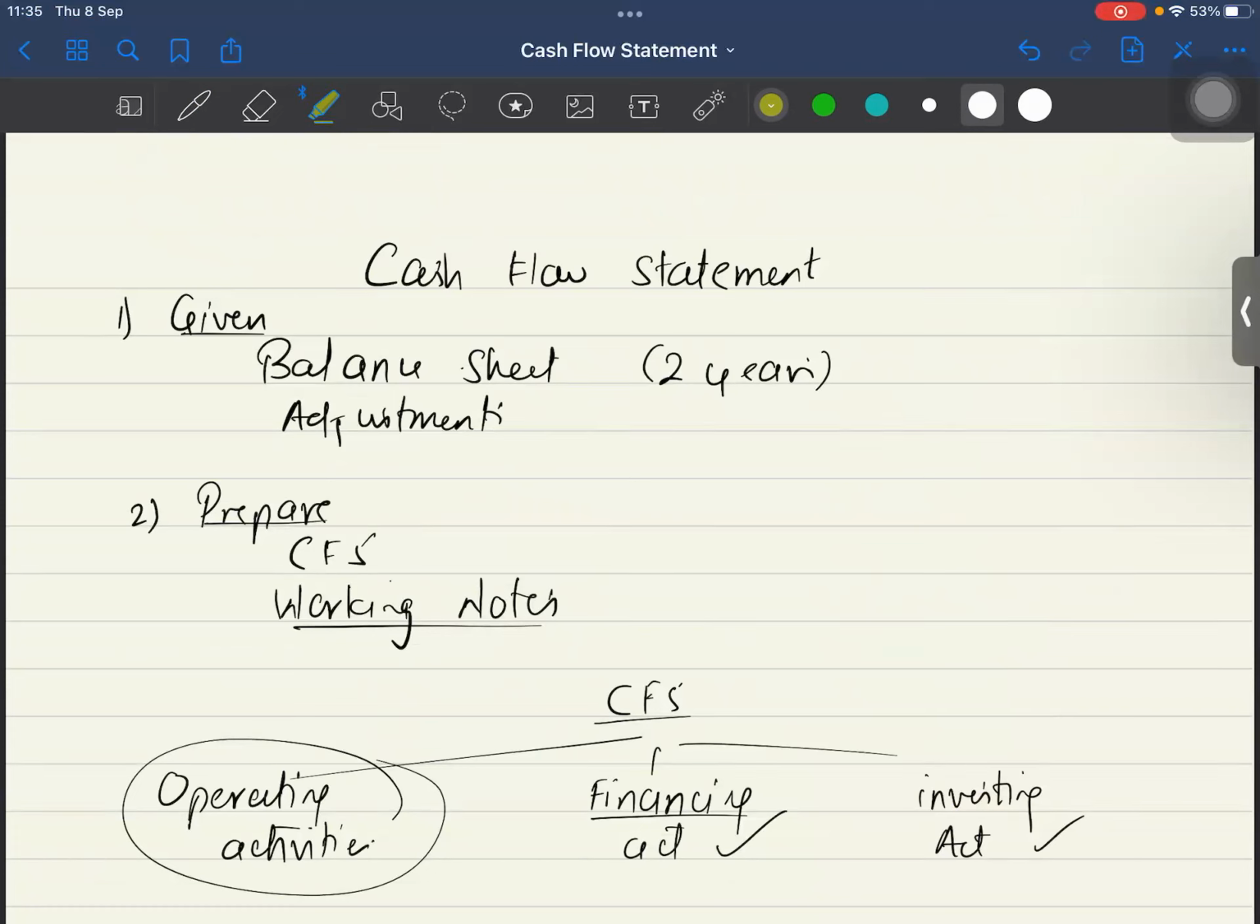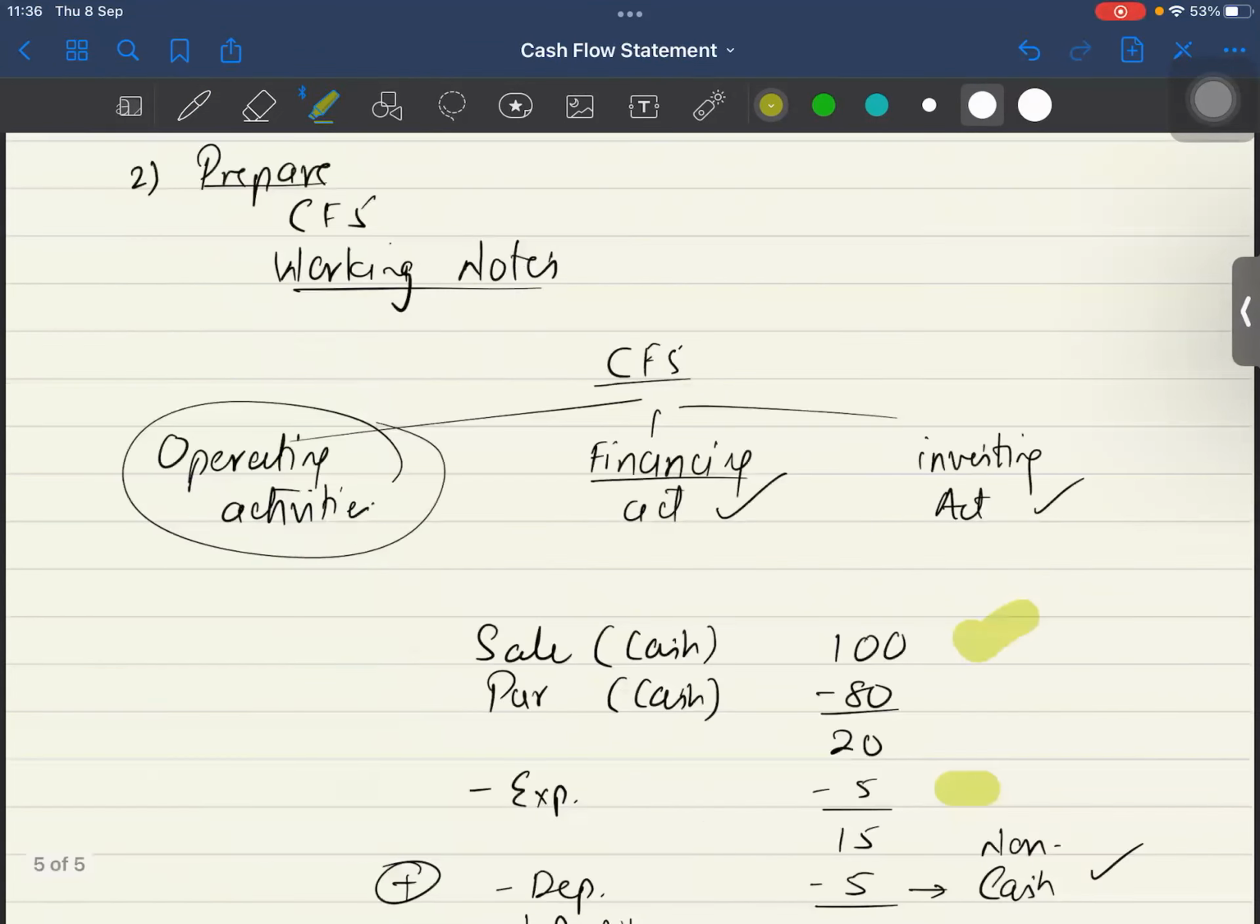Correct? So you need to consider all the cash activities. And all the non-cash has to be kept aside. That shall be added. Perfect. You understanding it? Chalo.